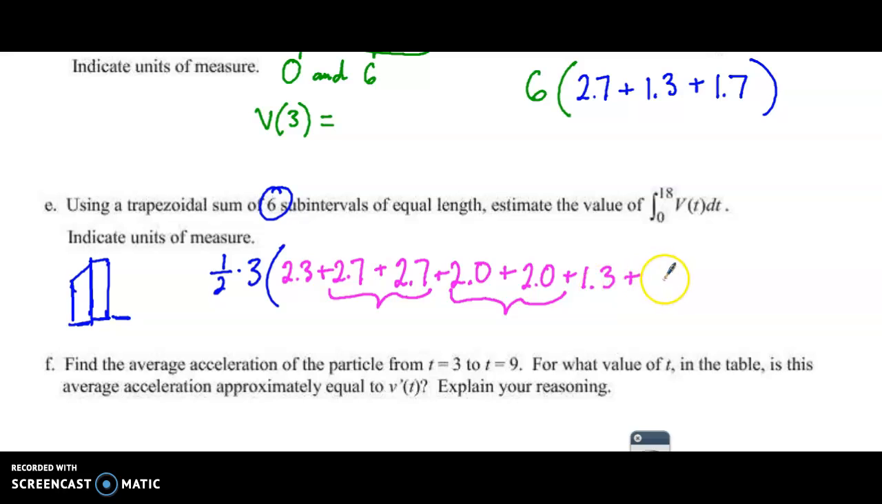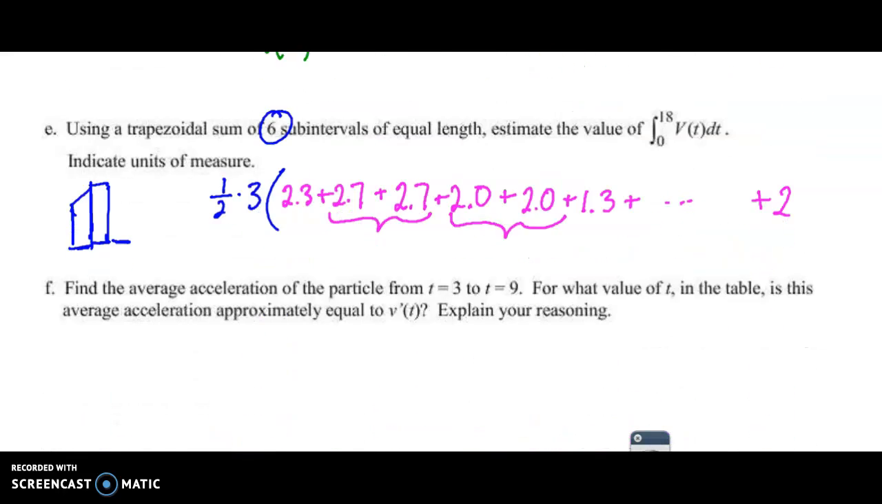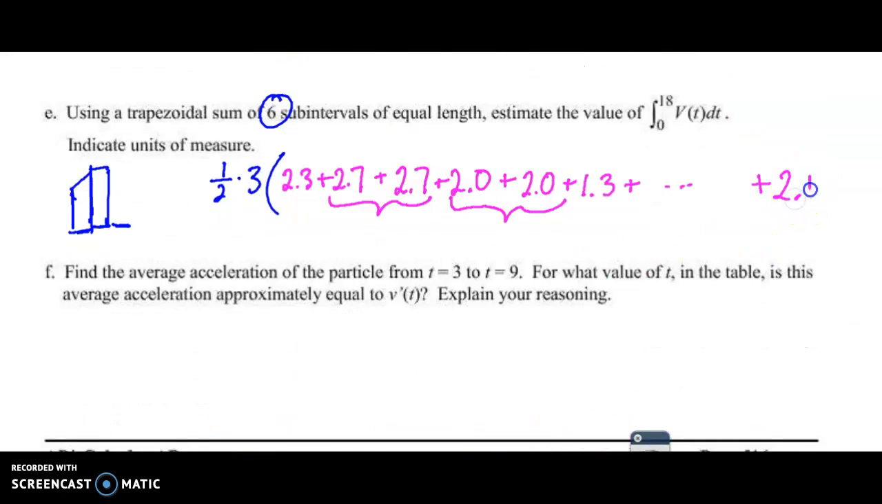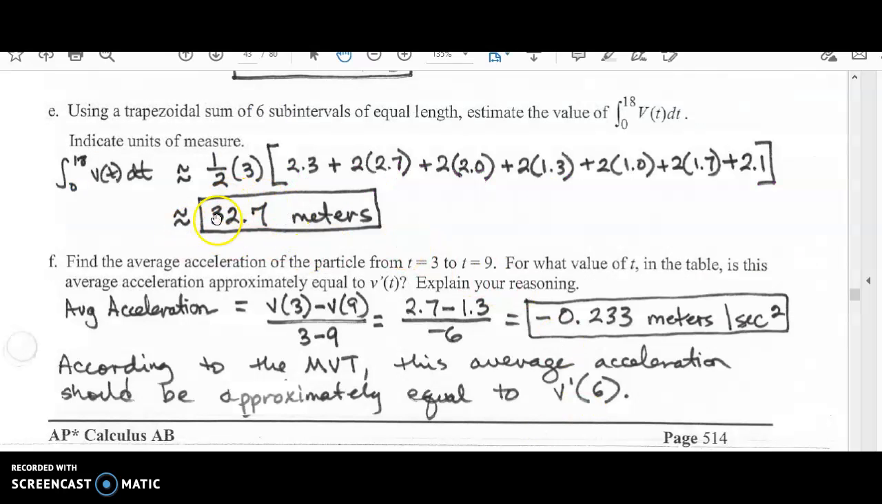So I'm going to just put a dot, dot, dot. The pattern continues until we get to that, I already forgot what it was, 2.1. So let me go back to the answer key just to give you the final answer of 32.7. Again, if this is not making sense, go ahead and write down your questions and then bring them to class.